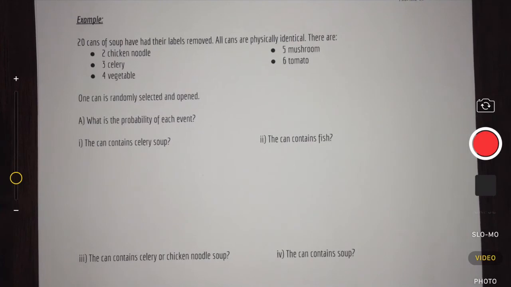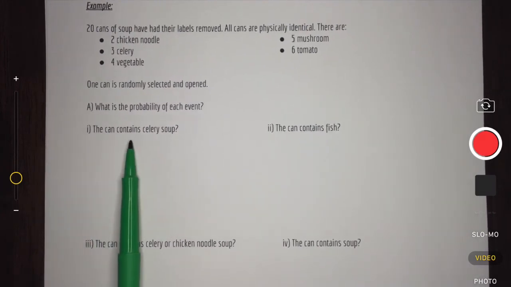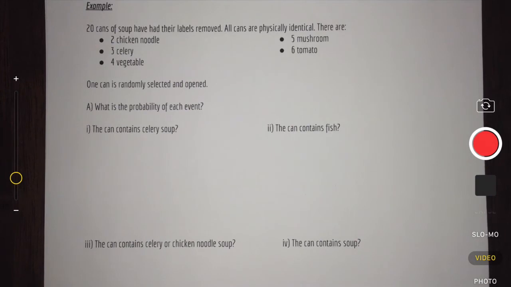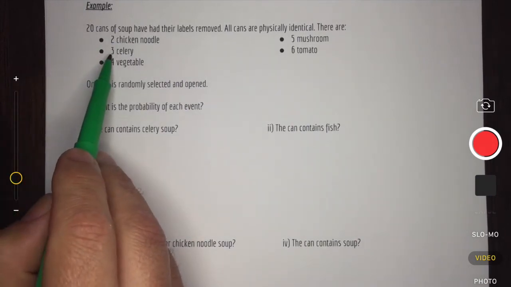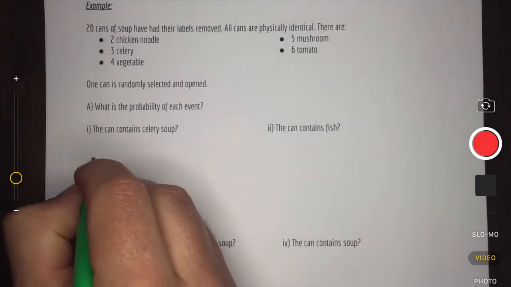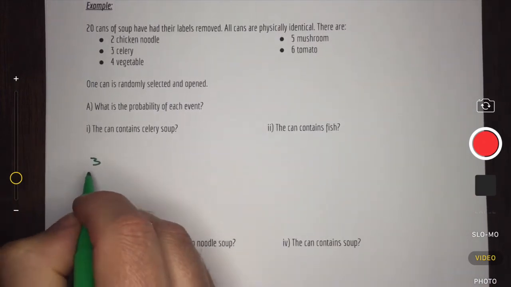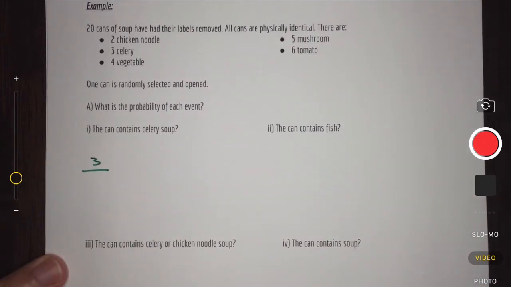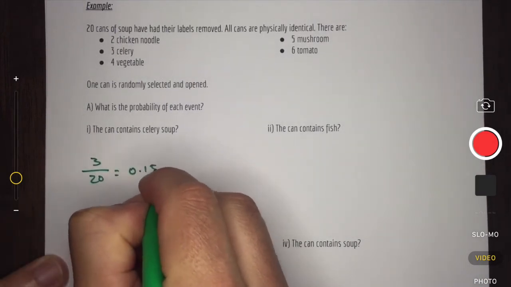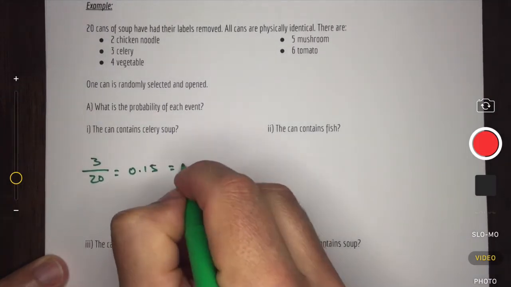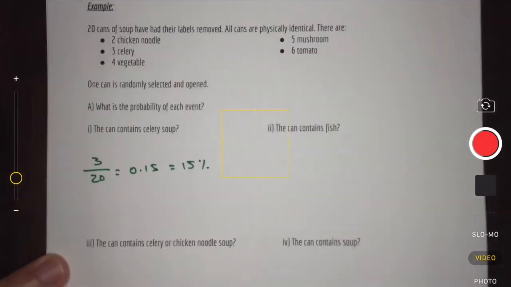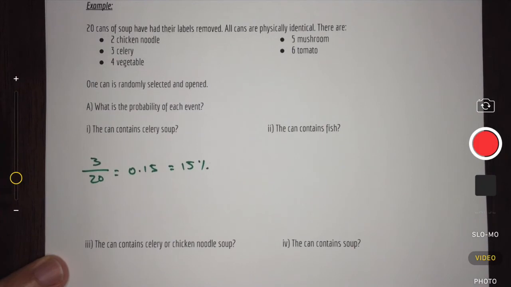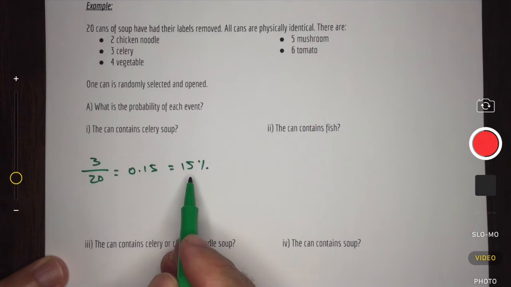So if we want to calculate the probability of a can containing celery, all we have to do is look for the number of cans of celery that we have. That's going to be 3, and divide that by the number of possible cans that we have, which is 20. Figure out our decimal, which is 0.15, and then our percentage, which is 15%. So if we were to randomly choose one of those cans, and that's what we're going to have for lunch or dinner, we'd have a 15% chance of choosing celery soup.